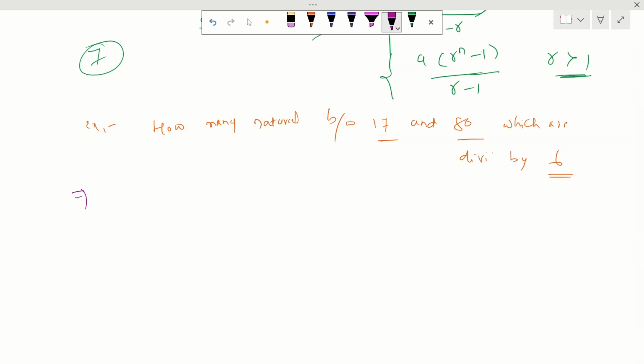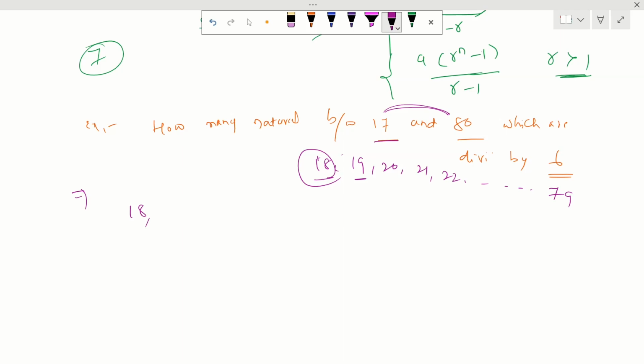Between 17 and 80 means 18, 19, 20, 21, 22, and so on up to 79. These are the numbers between 17 and 80. So which numbers are divisible by 6 here? 18 is divisible by 6, since 6 threes are 18. 19 will not be divisible, so the first number is 18.